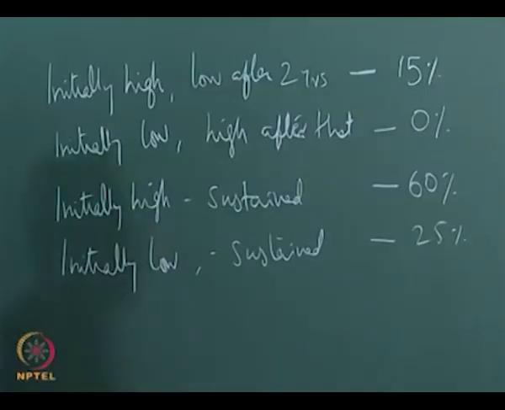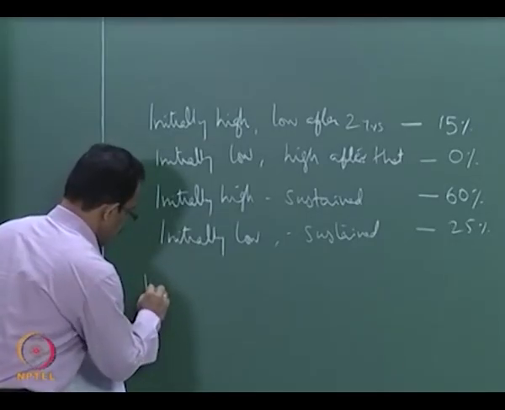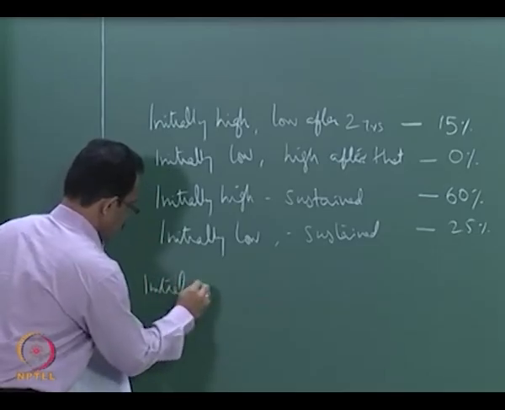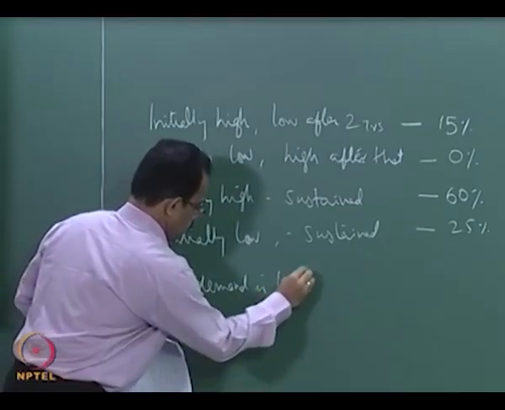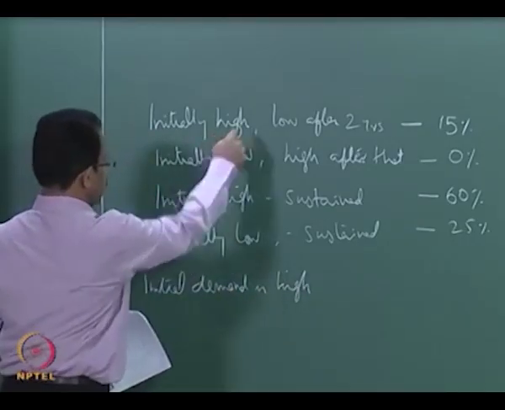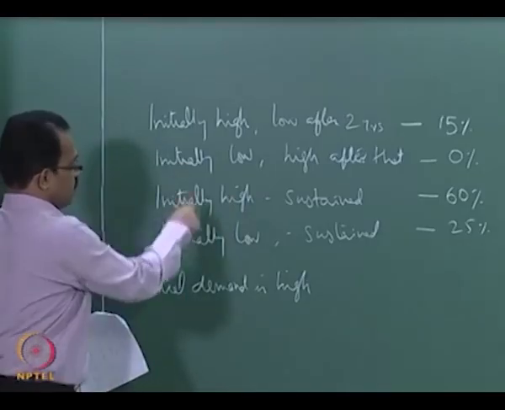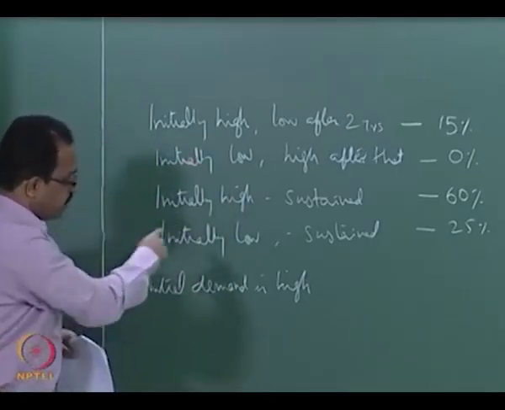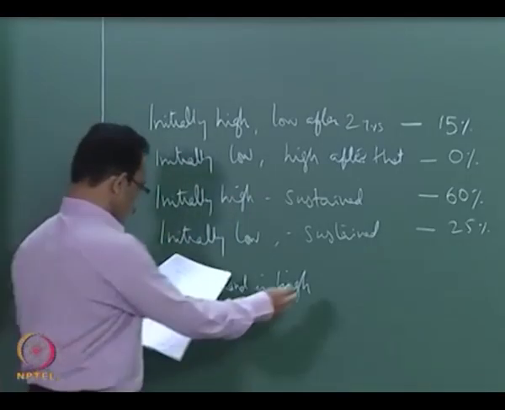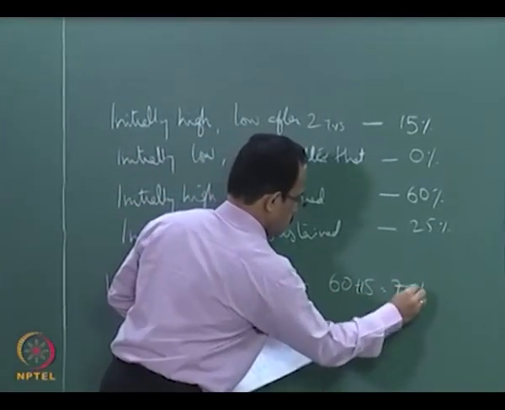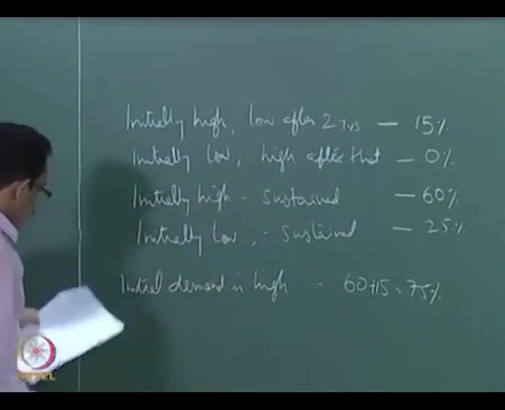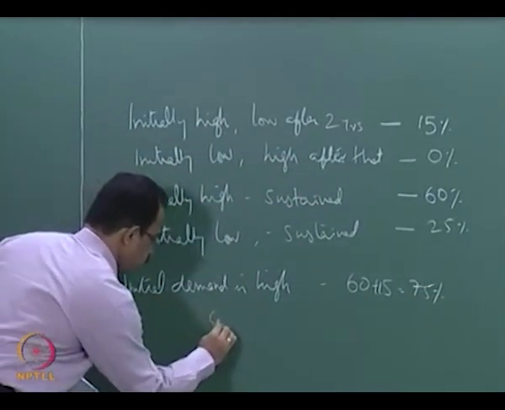Now using these values we can actually identify a few other scenarios and find out the probability of those events happening. The chance that initial demand is very high: we had a condition where this is initially high and this is also initially high, and these two are initially low. So these are two conditions where we can have initially high demand. So this probability will be 60 plus 15, 75%.